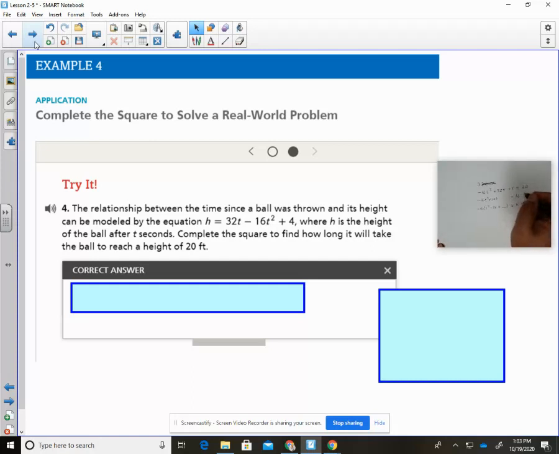Everybody with me? Remember the 16 because I've subtracted 4 from both sides here. Then I'm going to take half of 2, which is 1. Now here's where you have to be careful. Half of 2 is 1. 1 squared is 1. So what I'm actually doing is adding negative 16 to this side, so I have to add negative 16 to that side.